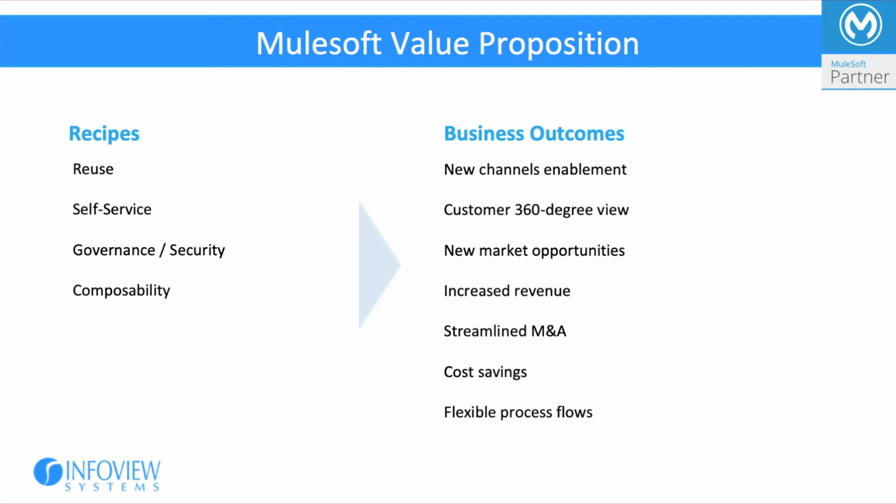Our business outcome based delivery model focuses on new channel enablement, a customer 360-degree view, new market opportunities, and agile and adaptive process flows. That results in cost savings and revenue growth for the organizations that initiate digital transformation for their legacy systems.